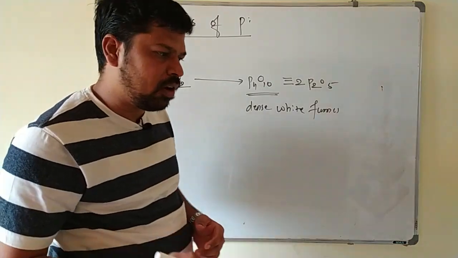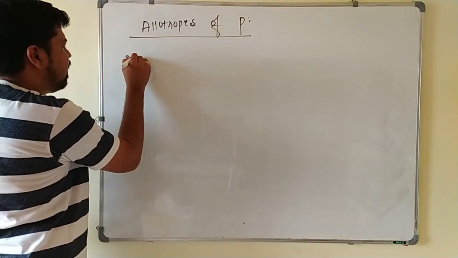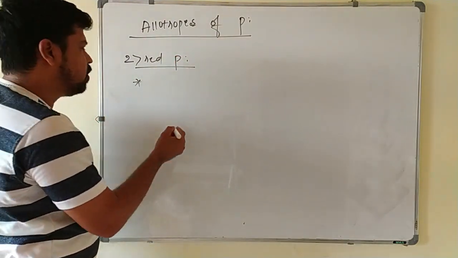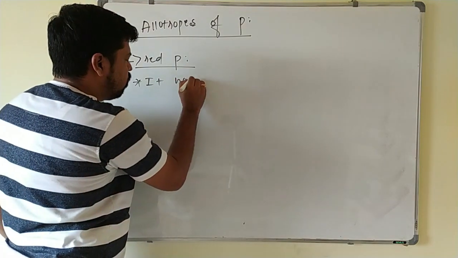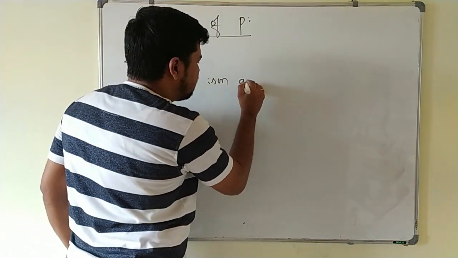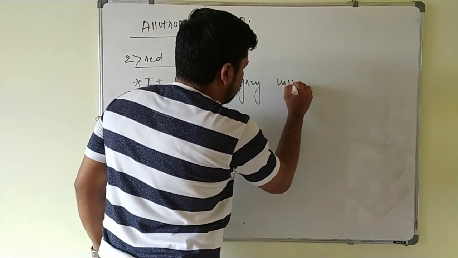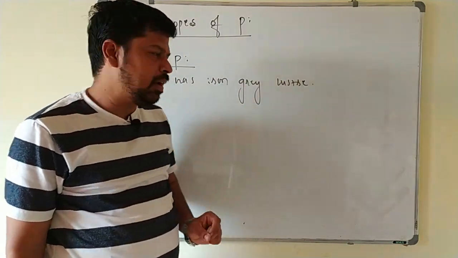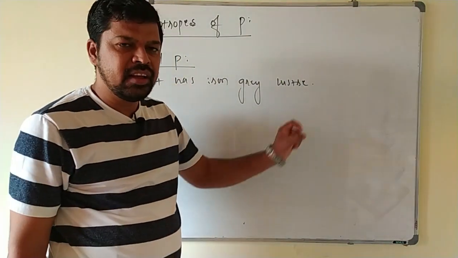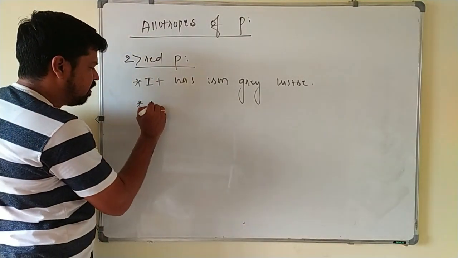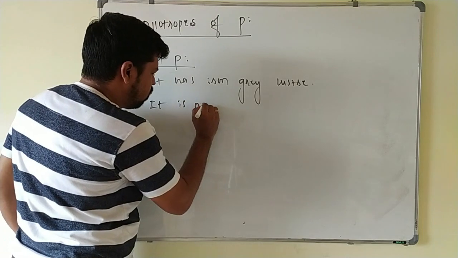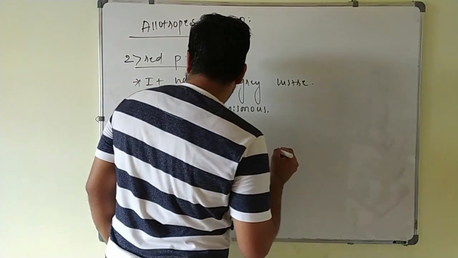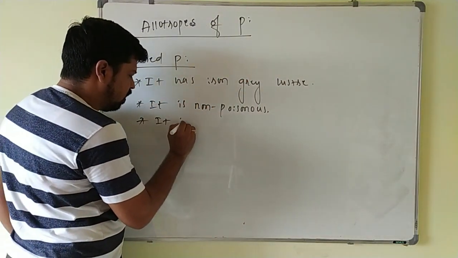Okay, the next point we will go for red phosphorus. Second one is red phosphorus. The first point about red phosphorus is it has iron gray luster. Lustrous means it has a shining appearance. Then it is non-poisonous. And the next point is it is odorless.